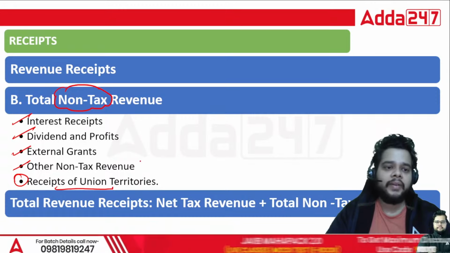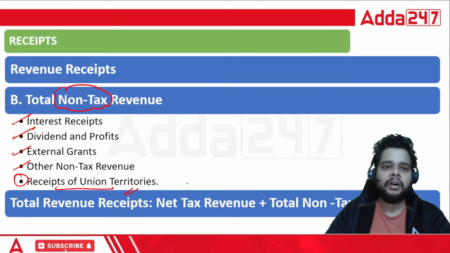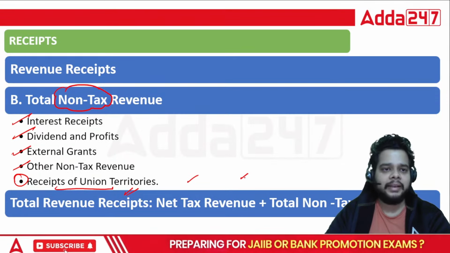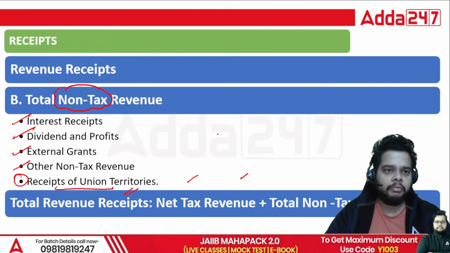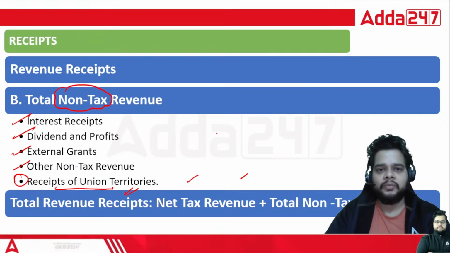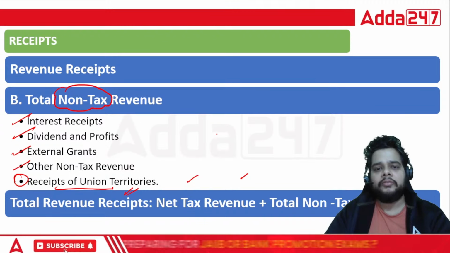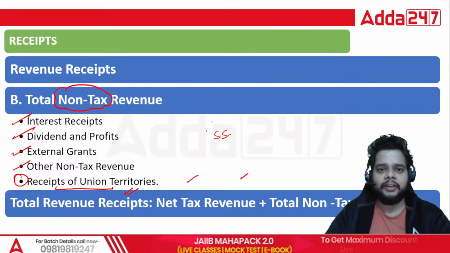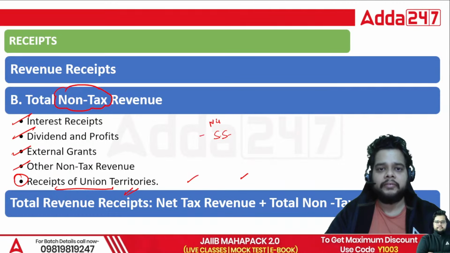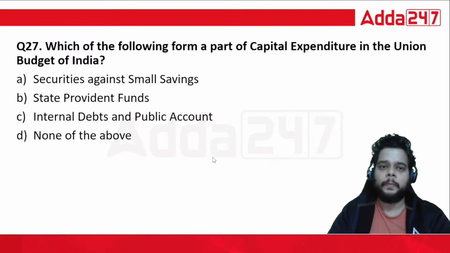And additionally, when we say the total revenue receipt will be what? Non-tax plus tax revenue, plus when we talk about the net tax revenue, there will be some part of state's share and the natural calamity fund, which will be subtracted from the gross tax revenue.